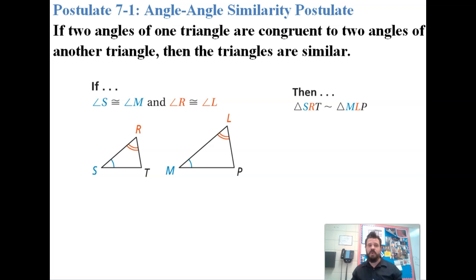We're going to say that if two angles of one triangle are congruent to two angles of another triangle, then the triangles are similar. So if I have two triangles where two angles are congruent, and I only need two out of the three angles because we know by the third angle theorem that the third angles are also congruent, then we know those triangles are similar, meaning that their sides will be proportional.